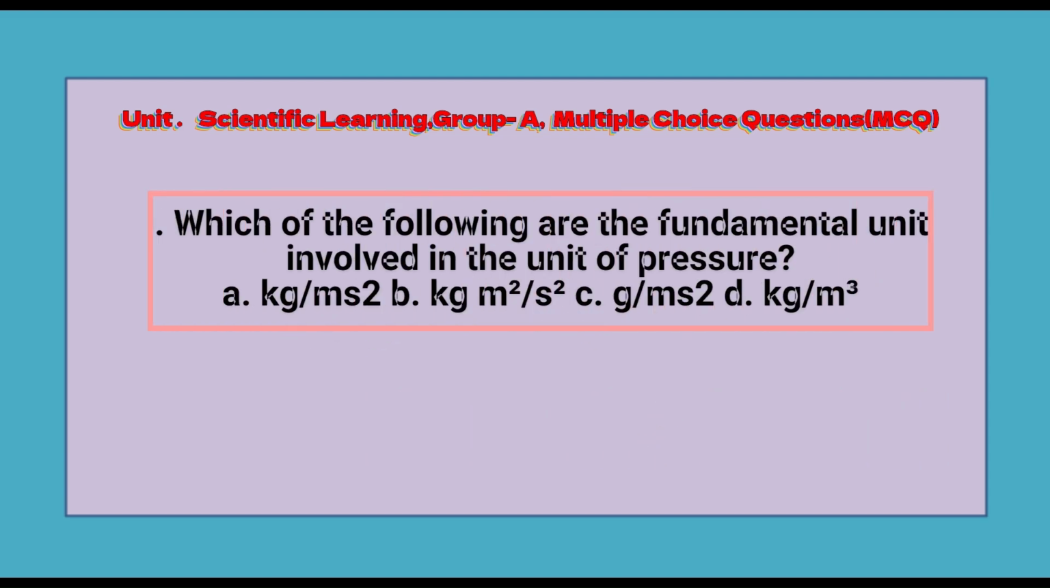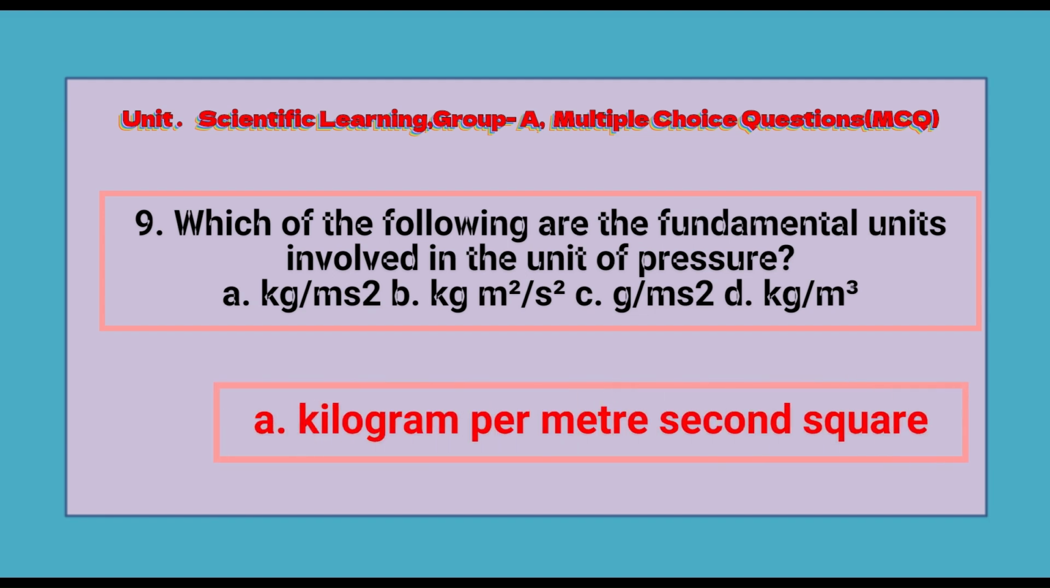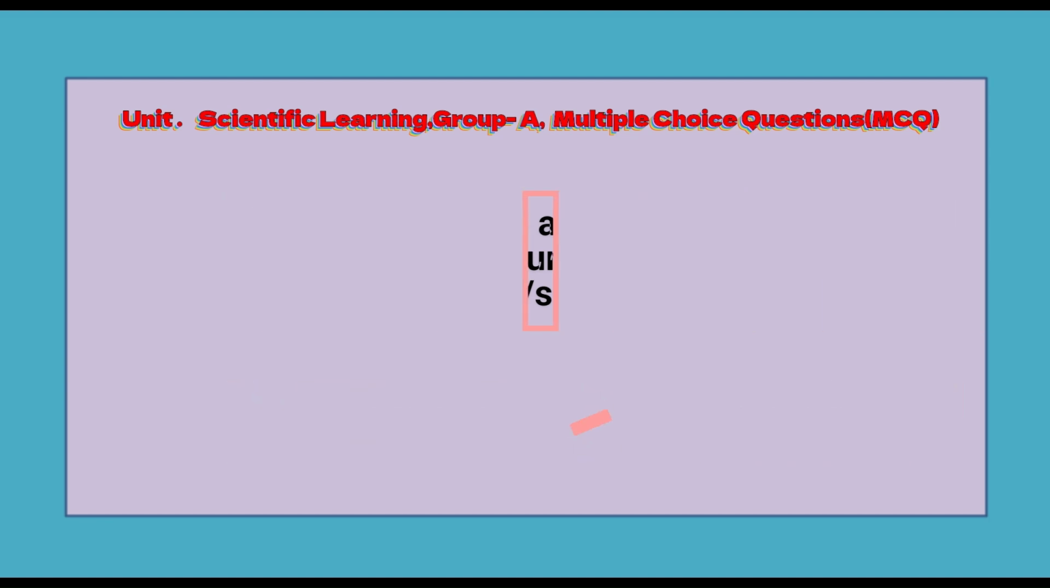9. Which of the following are the fundamental units involved in the unit of pressure? A. Kilogram per meter second square. B. Kilogram meter square per second square. C. Gram per meter second square. D. Kilogram per meter cube. Correct answer A. Kilogram per meter second square.